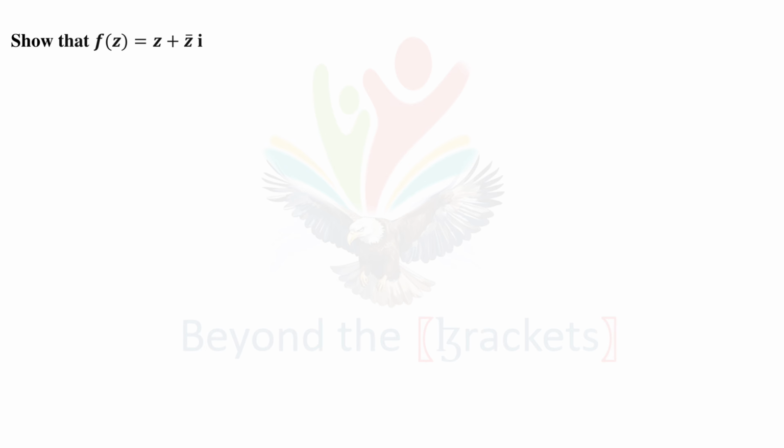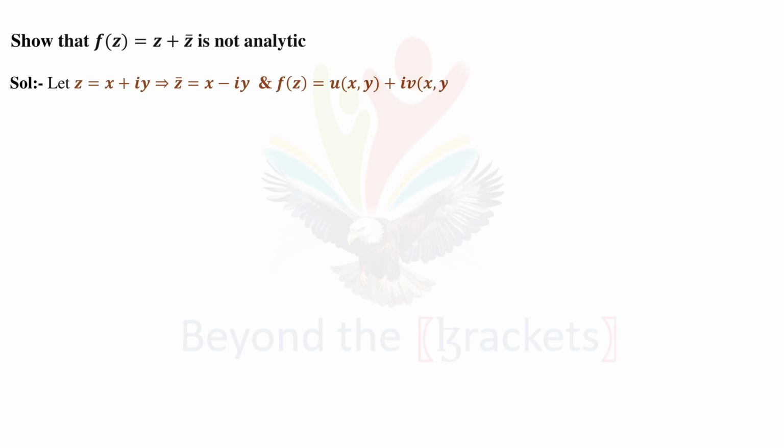The second question says: show that f(z) = z + z bar is not analytic. So here z is x + iy, which implies z bar will be x - iy, and f(z) is taken as u + iv. f(z) is given as z + z bar. Substitute the value of z and z bar. We get x + iy + x - iy, which simplifies to 2x.